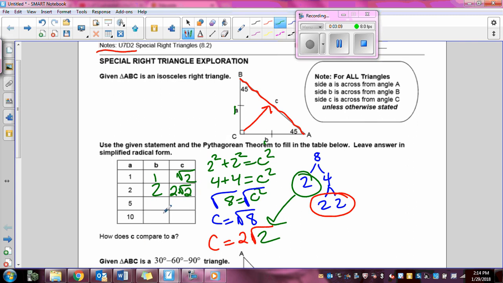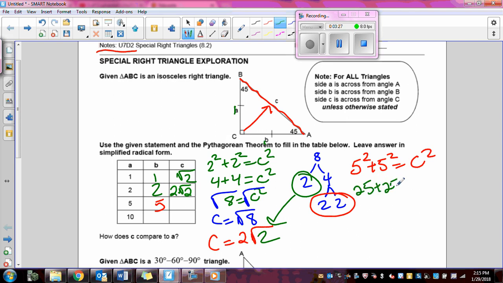And let's try one more so you guys can see the pattern. I'm going to use 5. If A is 5, B is also 5. And then C is, let's plug that into the Pythagorean theorem, 5 squared plus 5 squared equals C squared. 5 squared is 25. 25 plus 25 is 50. To get rid of that squared, I take the square root. And I have c equals the square root of 50.